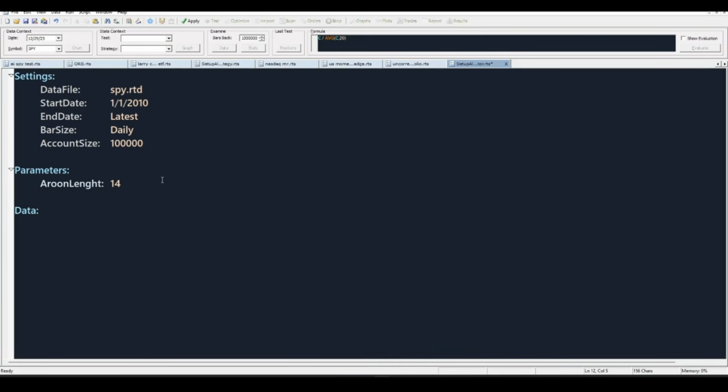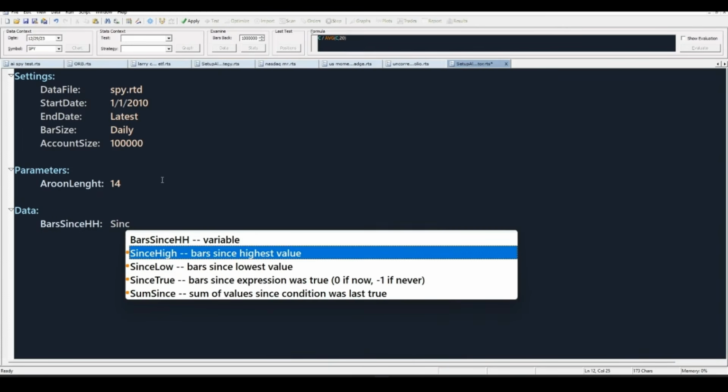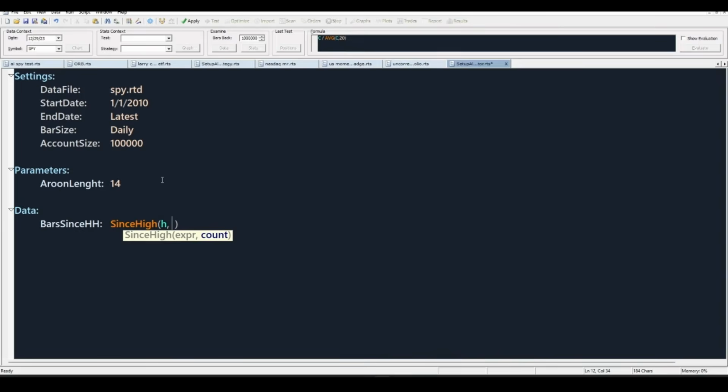Now for the math, we need to find out how many bars have passed since the highest high and the lowest low. I'm creating a variable called bars since highest high. We use the since high function, looking back Aroon len +1. We add that +1 just to make sure we're capturing the full window of data. I'll do the same for the lowest low.